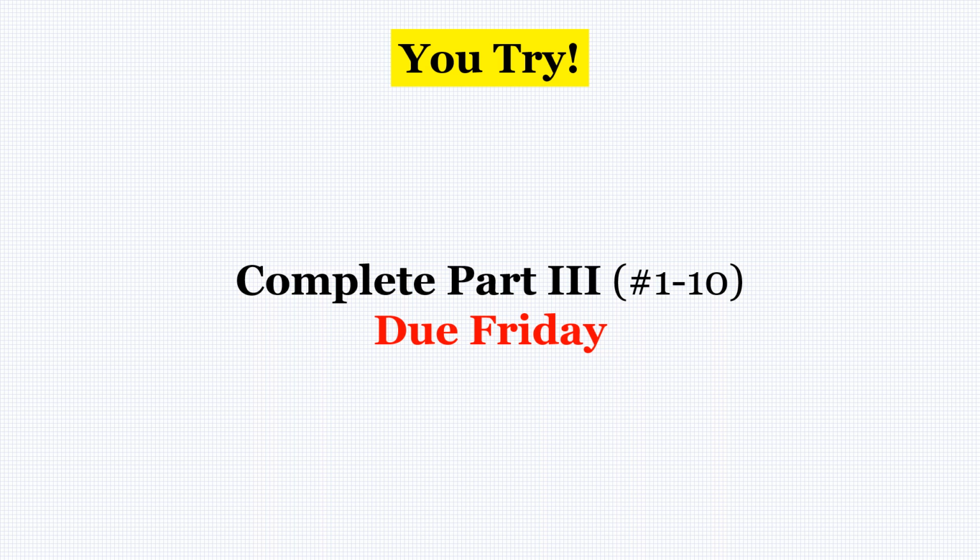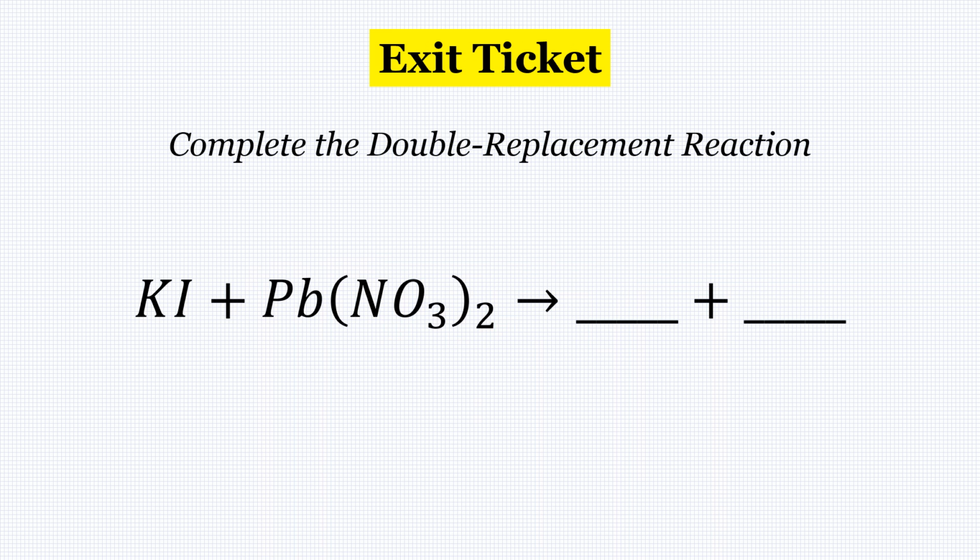So for homework, you're completing part 3. These are questions 1 to 10. And then the exit ticket is to complete a double replacement reaction. Be careful on this one because you do have lead. Lead is one of those where we don't know the charge, so we're going to need to look at the charge of our polyatomic here. So watch the charge on the polyatomic and remember there are 2 of them. And that is our lesson for today.